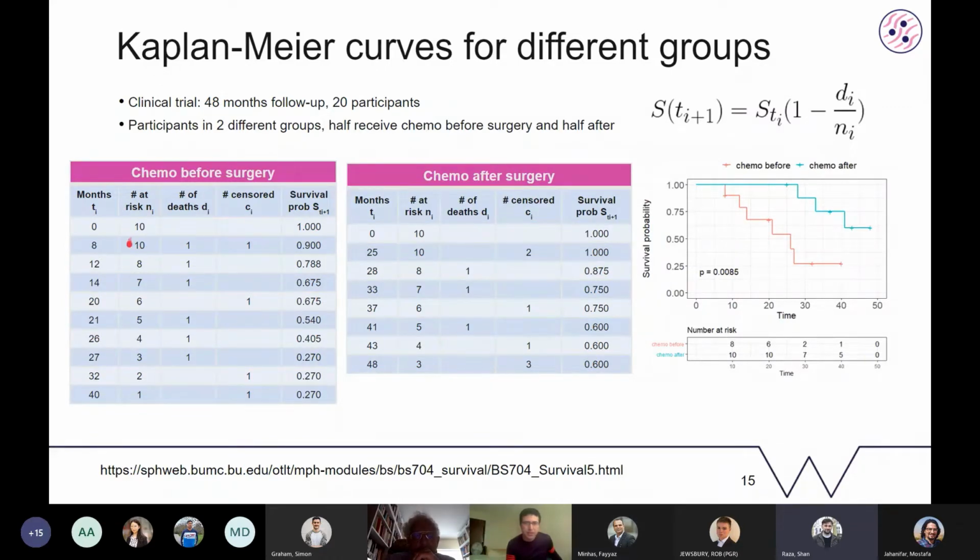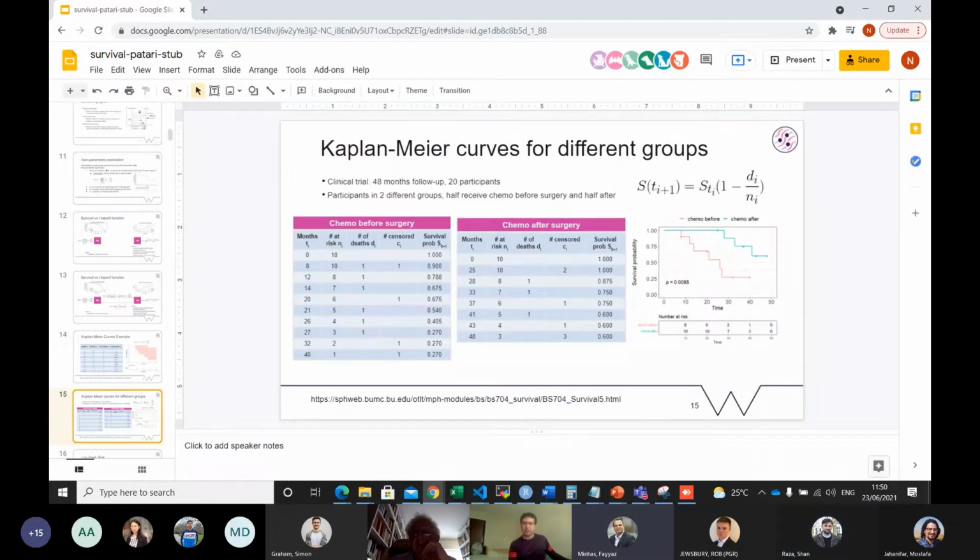So this is the starting point. At the start of this follow-up, we have 10 individuals surviving. Then one of them dies and one of them is censored. So at the next interval, when we are calculating this statistic, we have only 8 individuals left because one has died and one is censored. Okay. Thanks, Shan. So you can write a recursive function as Noor has done to calculate these.